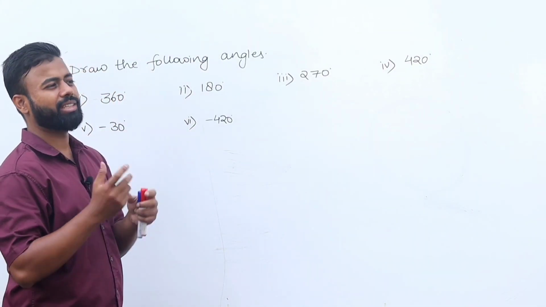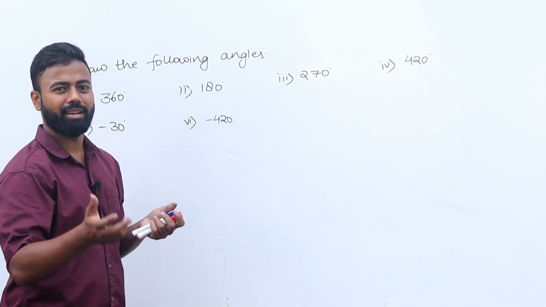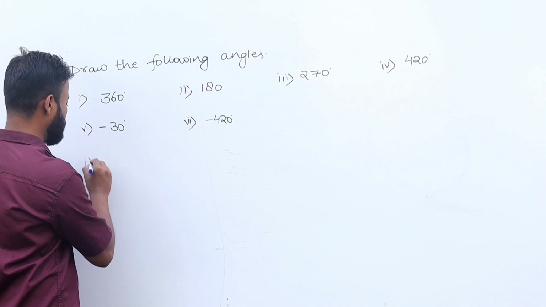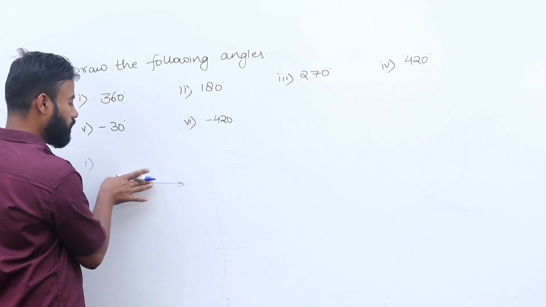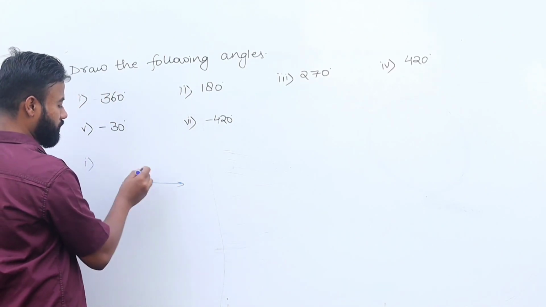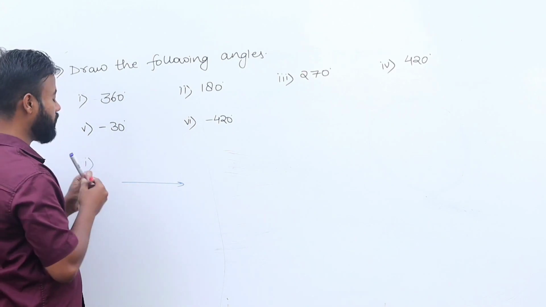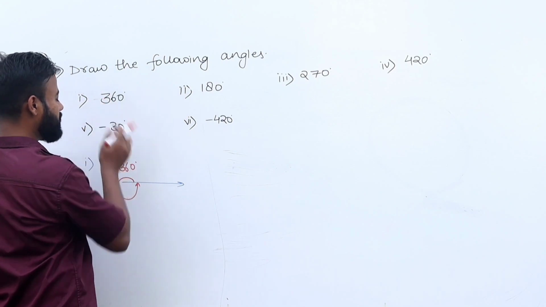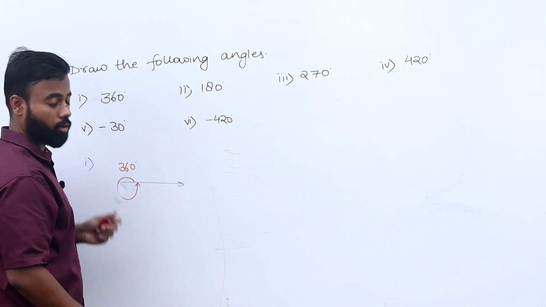So we have a basic understanding of what angle is: 90 degree, 180 degree, 360. So first of all, we will make a ray. For the first question, we will make a ray. And we know this complete angle is 360 degree. So we will be making this 360 degree. Since the angle is positive, that's why we are moving in counterclockwise direction.